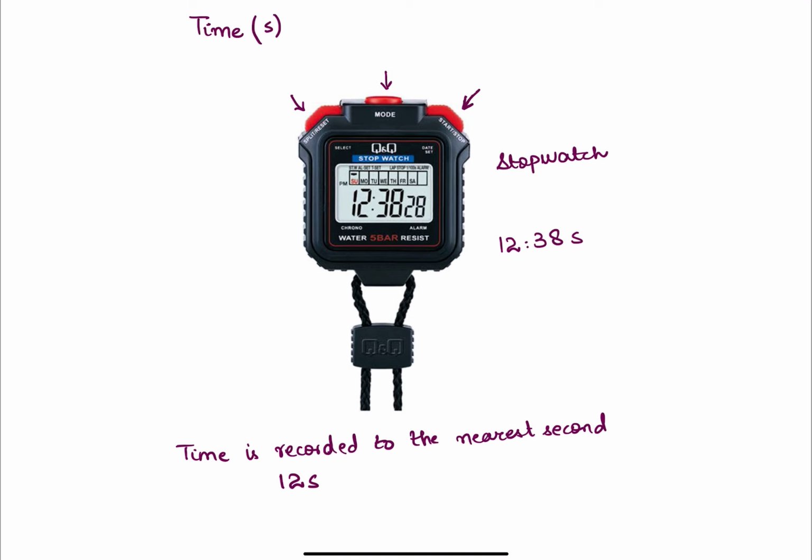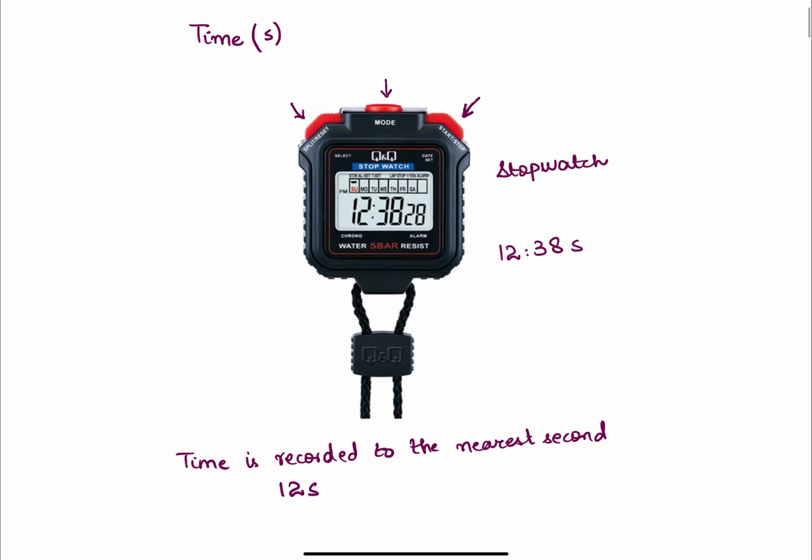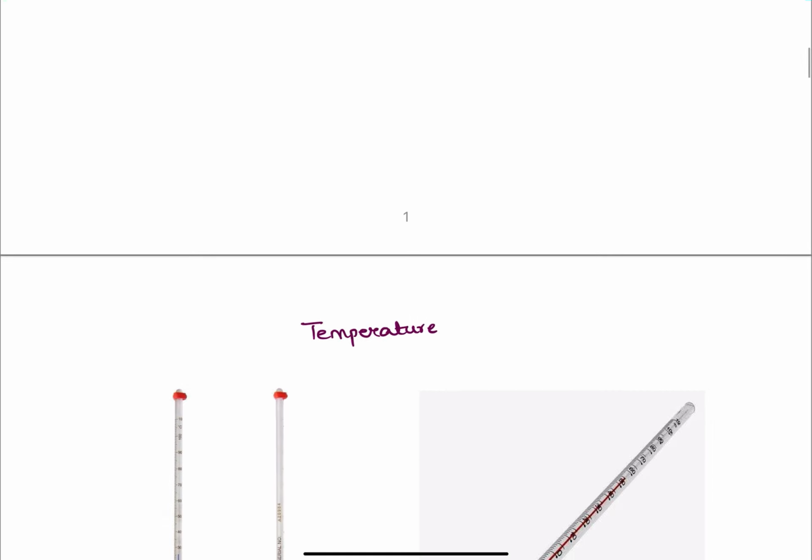We also have stop clocks, but stop clocks are not very accurate. So we use stopwatches in particular when we are recording time. Keep in mind, a stopwatch records time in seconds, not minutes, not hours, just seconds. Let's move on to temperature.